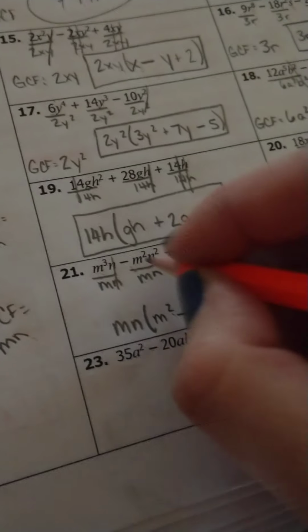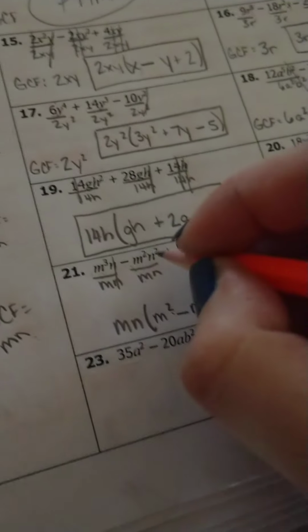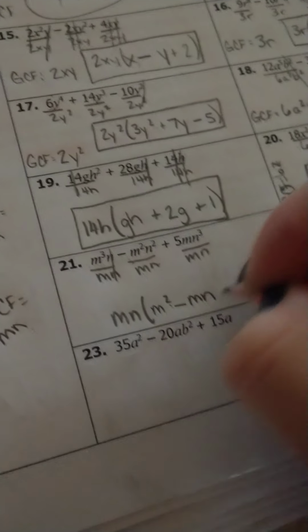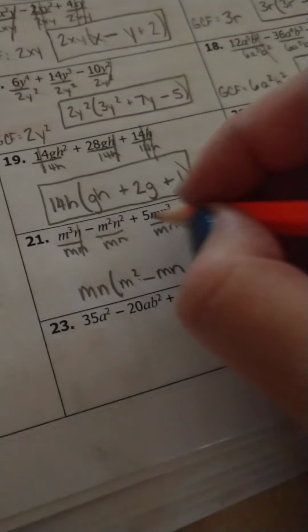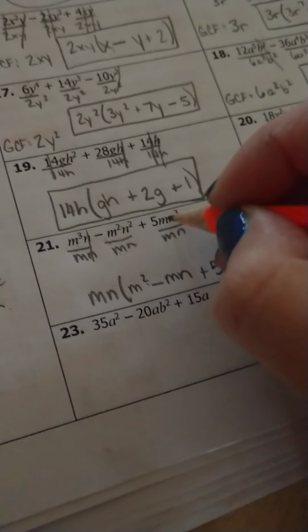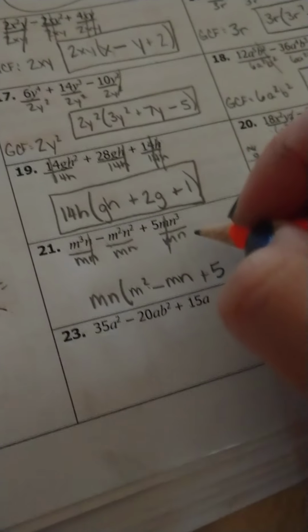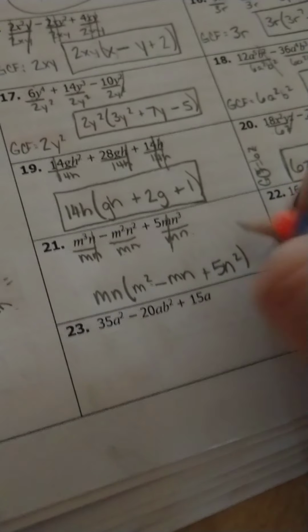Minus M squared divided by M is M. N squared divided by N is N. Plus, these are horrible decisions. M's and N's sound too much alike. 5 divided by nothing is 5. M over M cancels. N cubed over N is N squared.